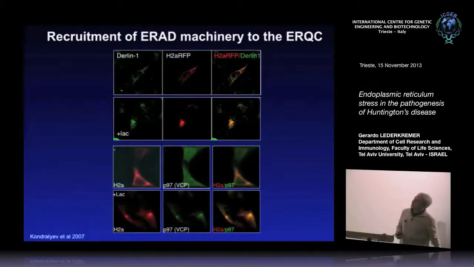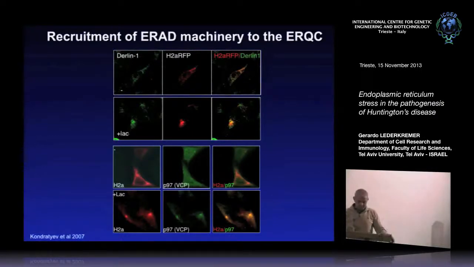And here, another protein. So Derlin is a membrane protein of the ER. In this case, we're looking at the cytosolic chaperone, P97, also called VCP. And that's in the cytosol and nucleus in normal conditions. And when you inhibit the degradation and express the ERAD substrate, so much of the protein concentrates also in this region. So this is from the cytosolic side.